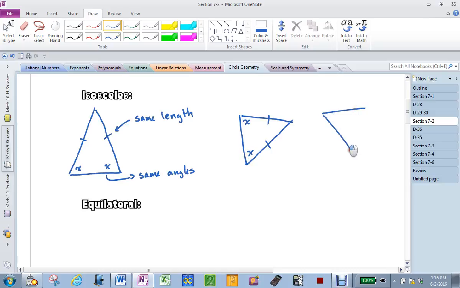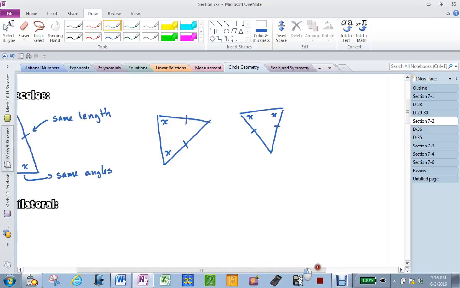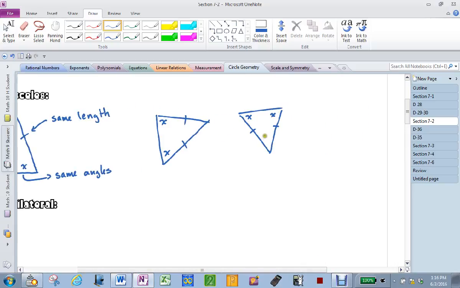Draw it upside down. Where are the same angles? On the top. At the top. Right? Now the last question is, this is 40.